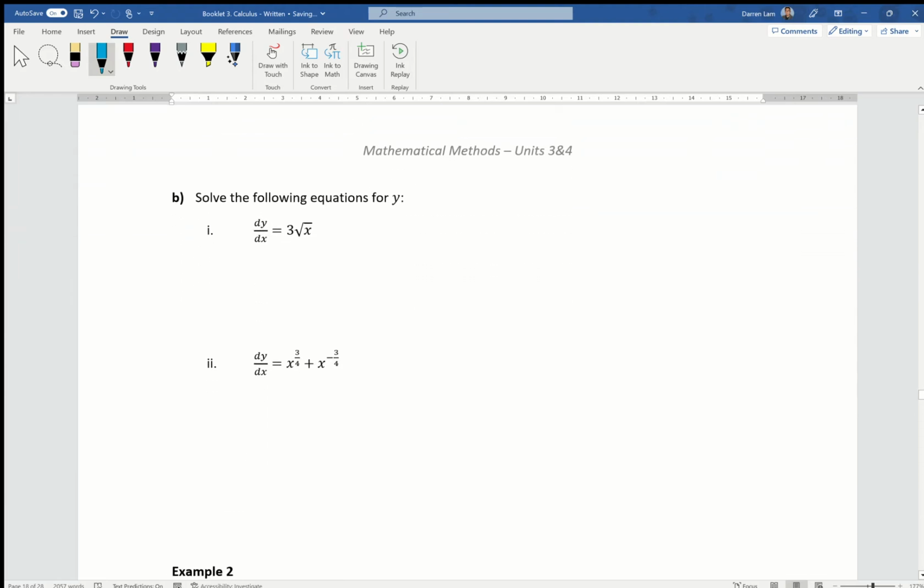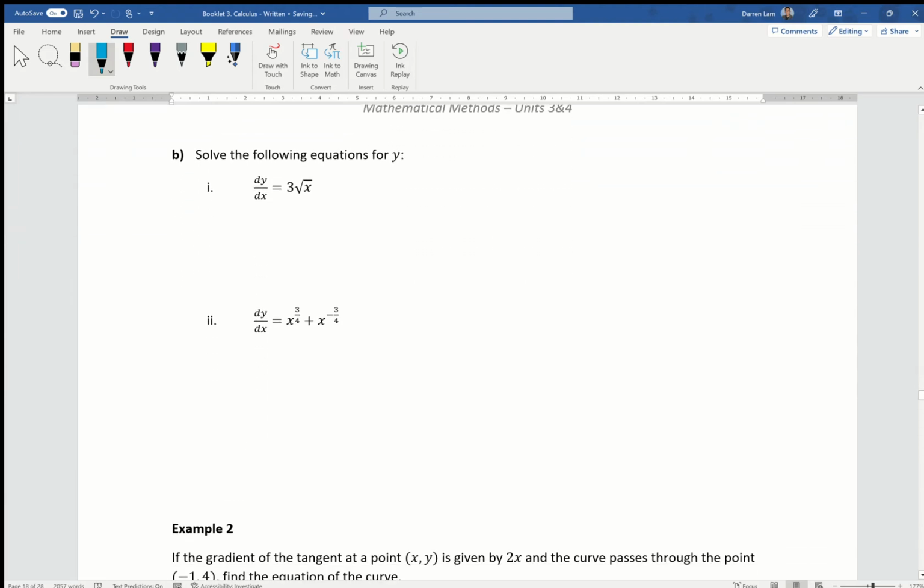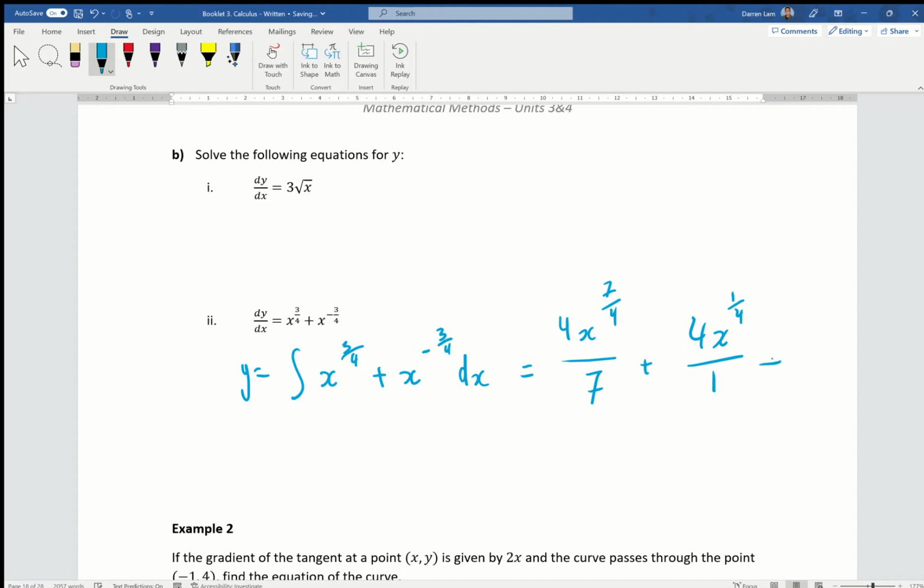Same thing for something like this. I'm going to jump into example B2. If I'm given dy/dx, we can do anti-differentiation to find y, where y would equal the anti-differentiation of x to the power of 3 quarters plus x to the power of negative 3 quarters, of course dx, which you would get 4 times x to the power of 7 over 4, over 7, plus 4x to the power of 1 quarter over 1, plus c.